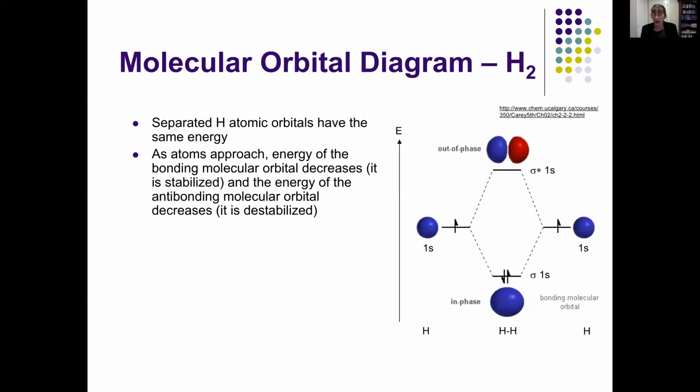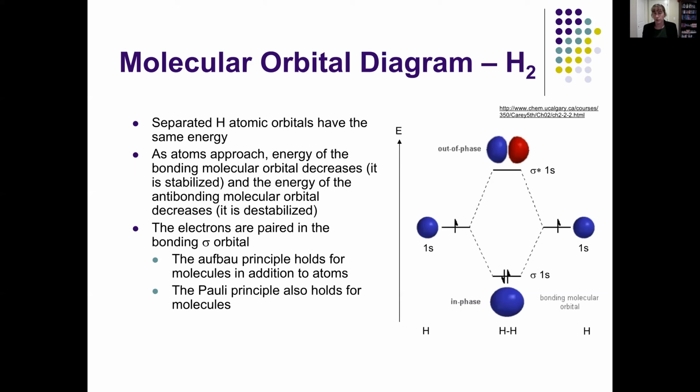Now, as the two atoms are approaching one another and this bonding molecular orbital is forming, it turns out that the energy of the bonding molecular orbital is going to go lower in energy. We call that a stabilization of the energy. Whereas the anti-bonding orbital goes higher and higher in energy. It's destabilized. And so we end up seeing that we'll have two different energy levels, a lower energy level and a higher energy level.